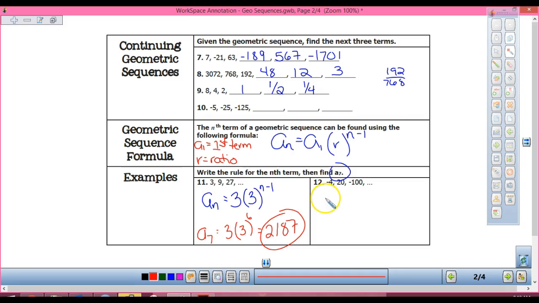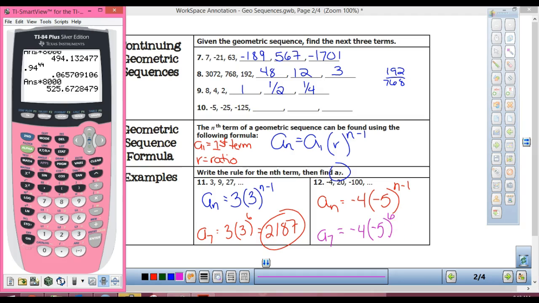Okay, so number 11, or sorry, number 12, a sub n equals what? Negative 4 times, what are they multiplying by? Negative 5 to the n minus 1. Okay, but they want the formula, so you need to write n minus 1. So on your assignment today, it's got to say n minus 1, and then when you're showing your work, you're going to say a sub 7 is negative 4 times negative 5 to the 6th power.